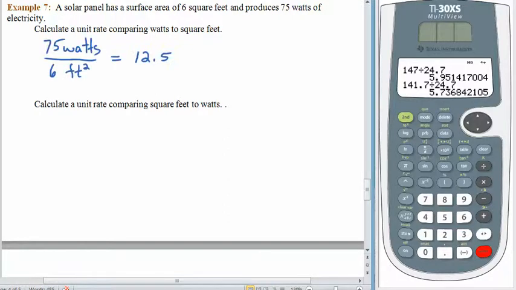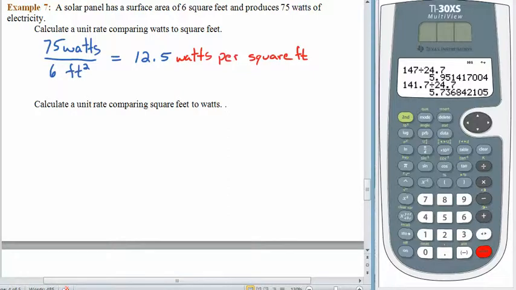And hopefully your answer starts off like this. Watts is in the numerator because it's mentioned first, compared to square feet in the denominator. 75 divided by 6 is 12.5. But the question is 12.5 what? So 12.5 watts from the numerator per square foot from the denominator. So every square foot of solar panel produces its own 12.5 watts.